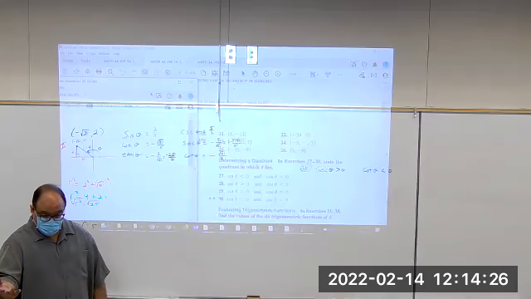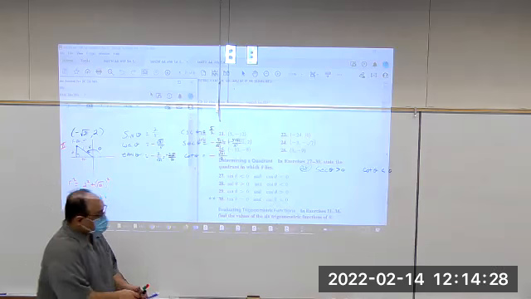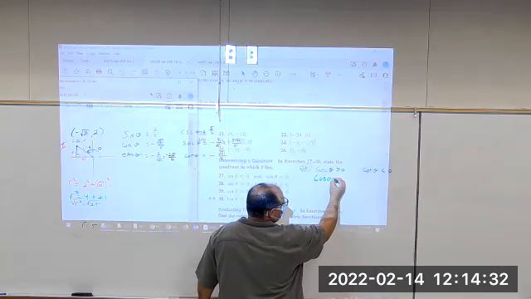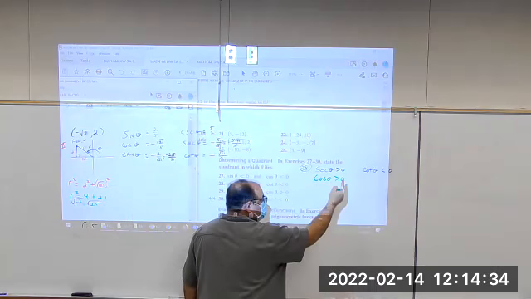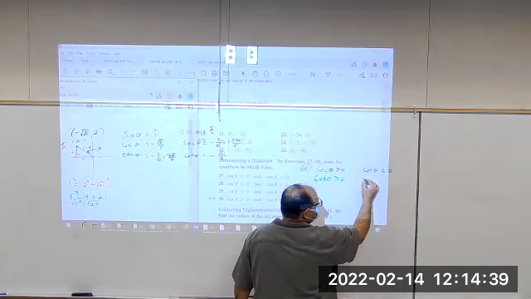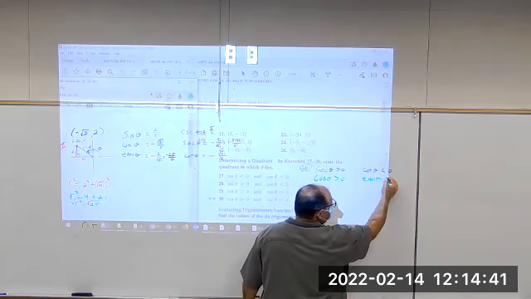Secant is the reciprocal of cosine. So if secant is greater than 0, this also means that cosine is greater than 0. If cotangent is less than 0, that means the same thing is going on with tangent. It means tangent is less than 0.